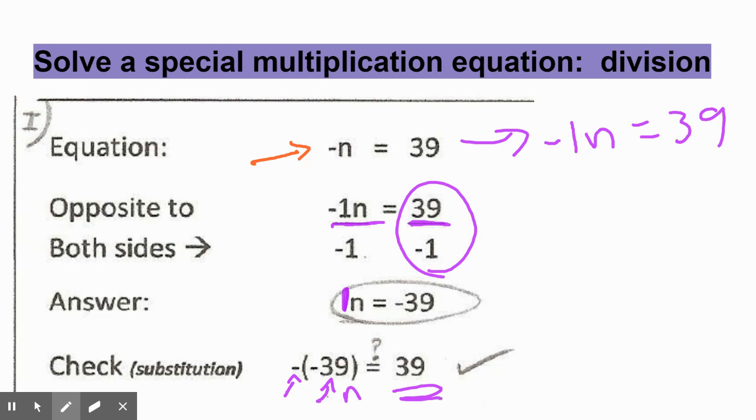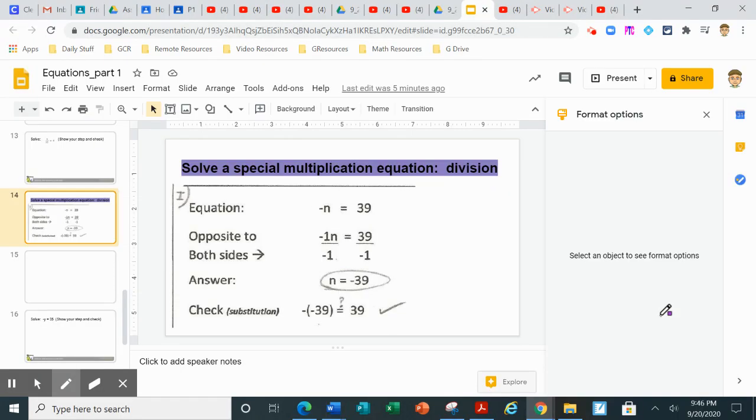So keep that in mind as you're going forward on this, and that's the special type of multiplication equation. Make sure you see it as multiplication, and you'll never get it wrong.